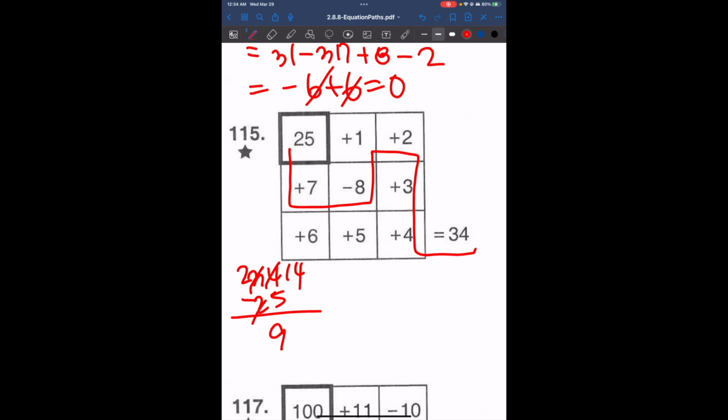It's a bit easier than what we've been doing, like on this page, because the numbers are smaller. And so it's easier to add up and subtract. So 7 minus 8 is -1, and -1 plus 1 cancels out. So basically these three numbers are equal to 0. And so we have 2 plus 3 plus 4, which is 5 plus 4 equals 9. So 25 plus 9 equals 34.